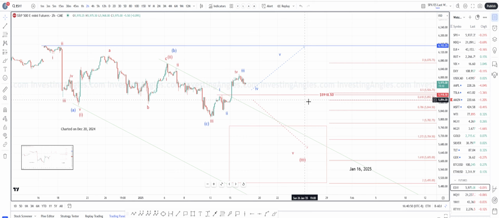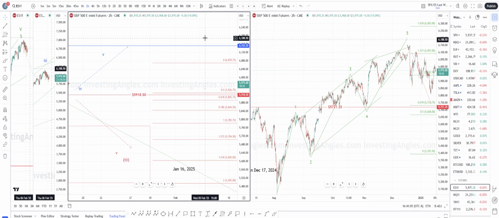So we outlined this level, 5918.50, as critical, so it must not be crossed, otherwise the impulsive structure will be broken, and we would be looking for a red path to continue. All right, so let's move to the next one.